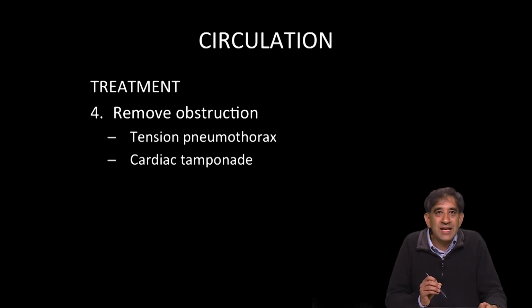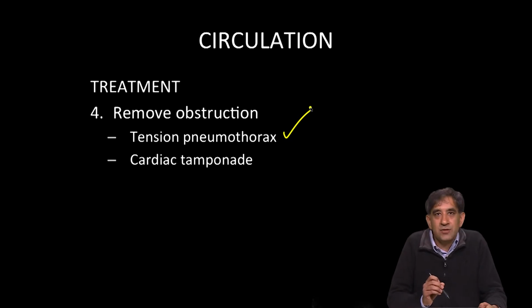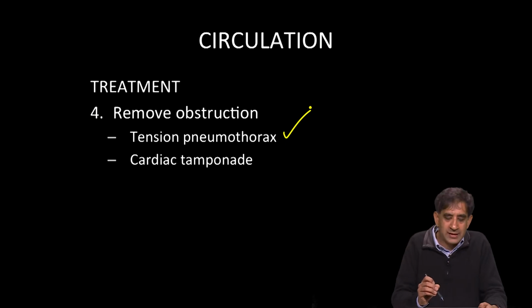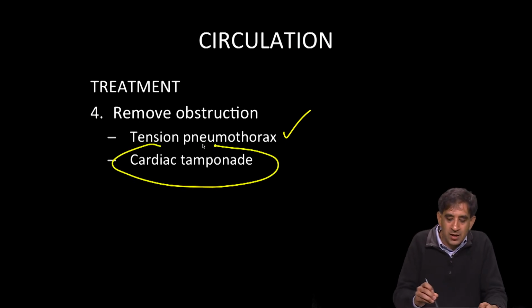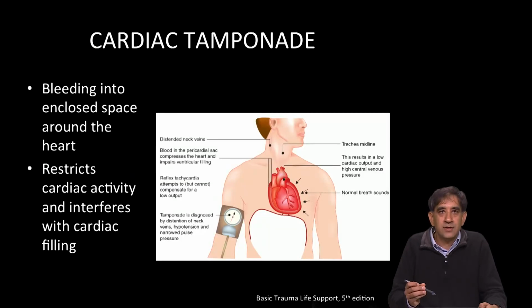Step 4 is to remove an obstruction if the patient has one. We talked about tension pneumothorax already. In a patient with tension pneumothorax, we're going to insert a catheter over needle into the second intercostal space in the midclavicular line over the rib to relieve the tension pneumothorax. But what if the patient has cardiac tamponade? Let's talk about that next.